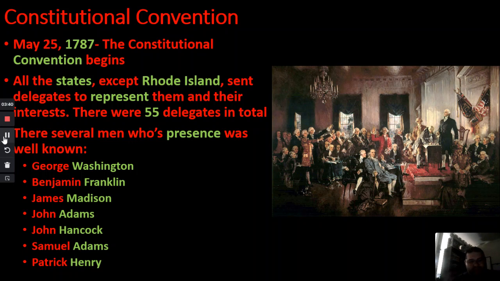Yes, the guy who's named after a beer. Yes, he was a real person, and yes, he was a brewer. Okay, I get that question every year. Like, the beer guy? There's a beer named after a guy? Yeah, I know. Patrick Henry, another very famous guy. He was there.